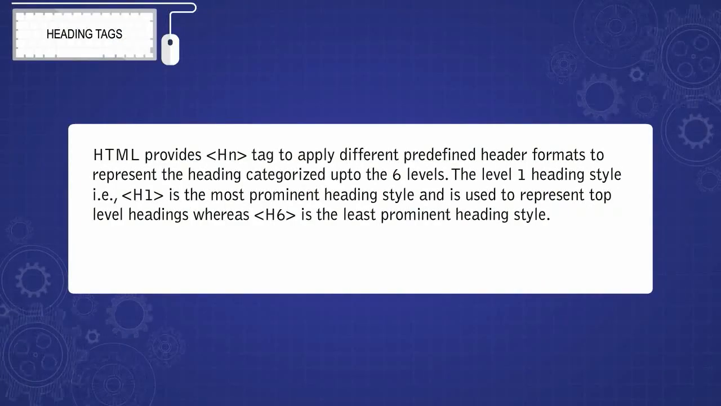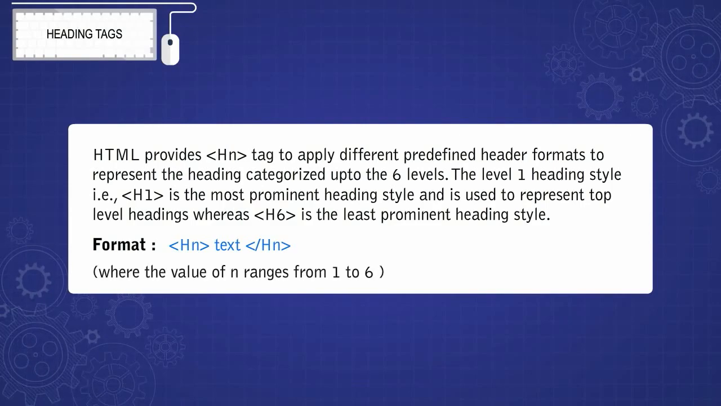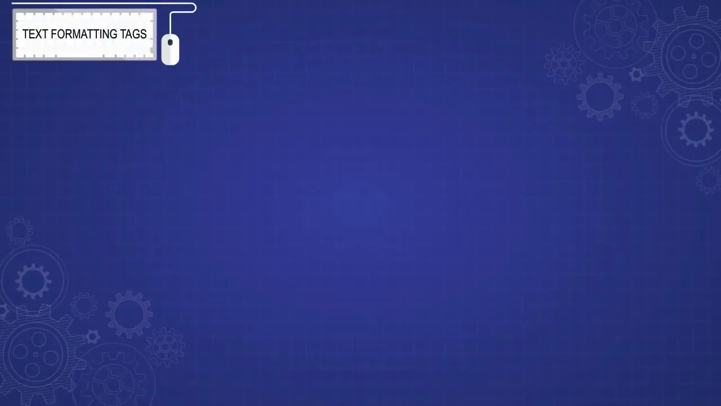Heading tags. HTML provides hn tag to apply different predefined header formats to represent the heading categorized up to 6 levels. The level 1 heading style, that is h1, is the most prominent heading style and is used to represent top-level headings, whereas h6 is the least prominent heading style. Format. hn text /hn, where the value of n ranges from 1 to 6. Example. Output.